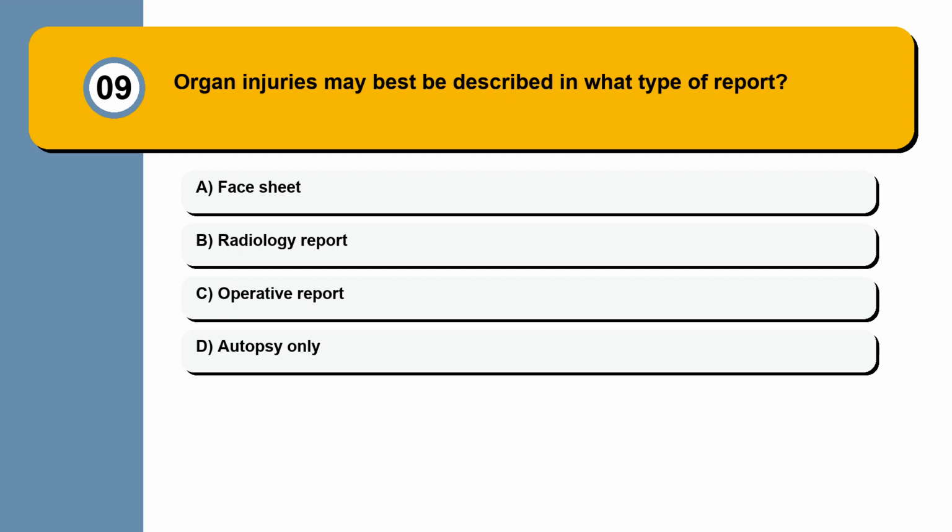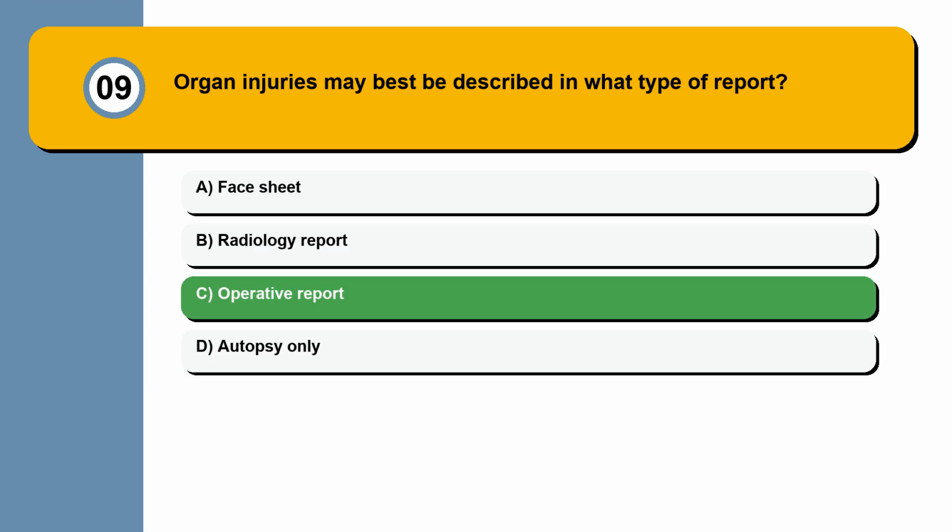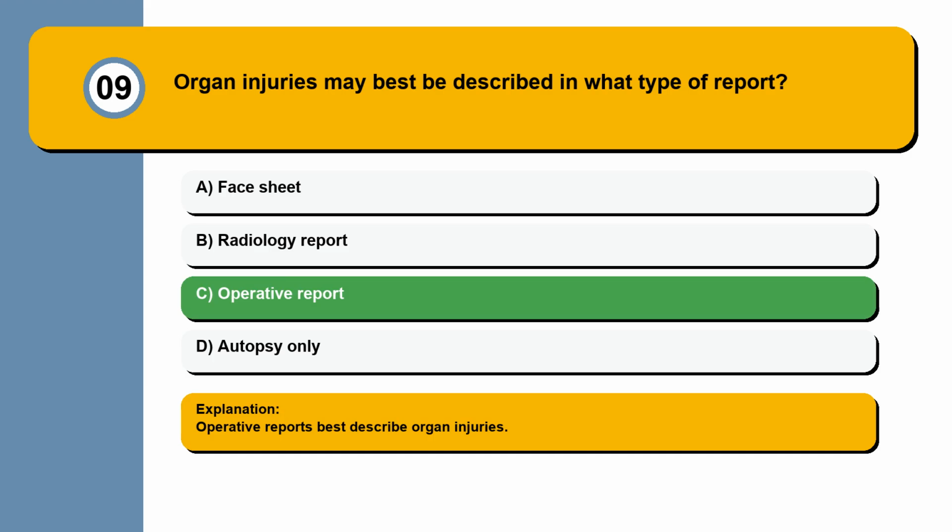Question 9. Organ injuries may best be described in what type of report? Face sheet, radiology report, operative report, autopsy only. Operative reports best describe organ injuries.